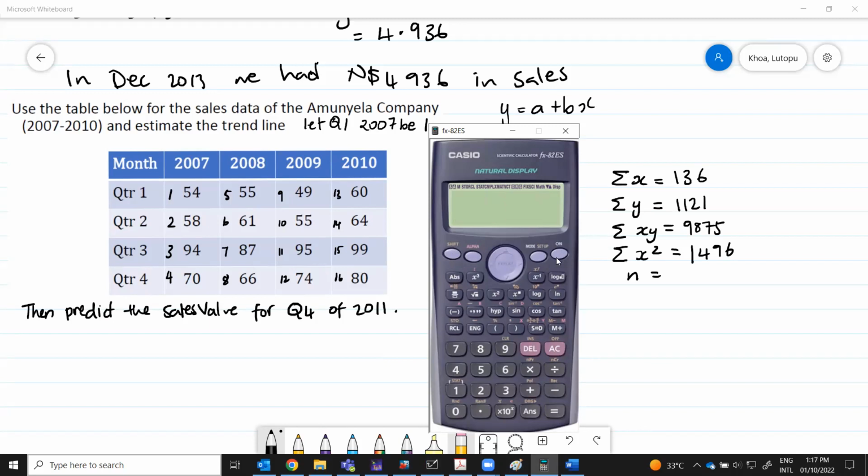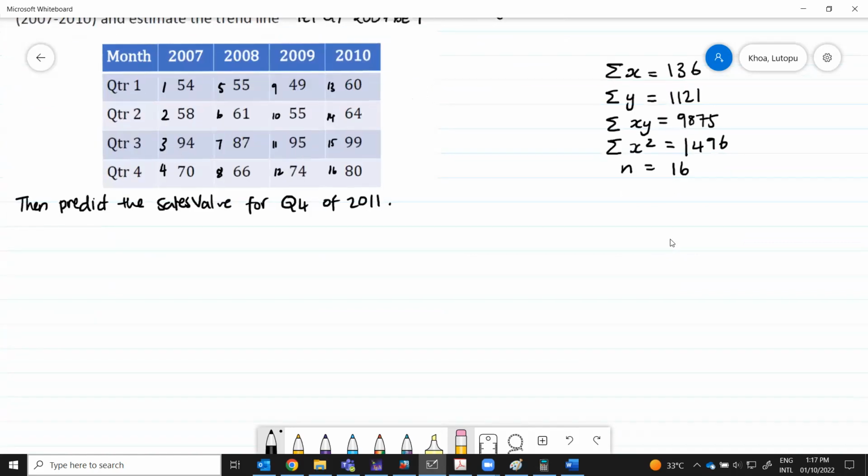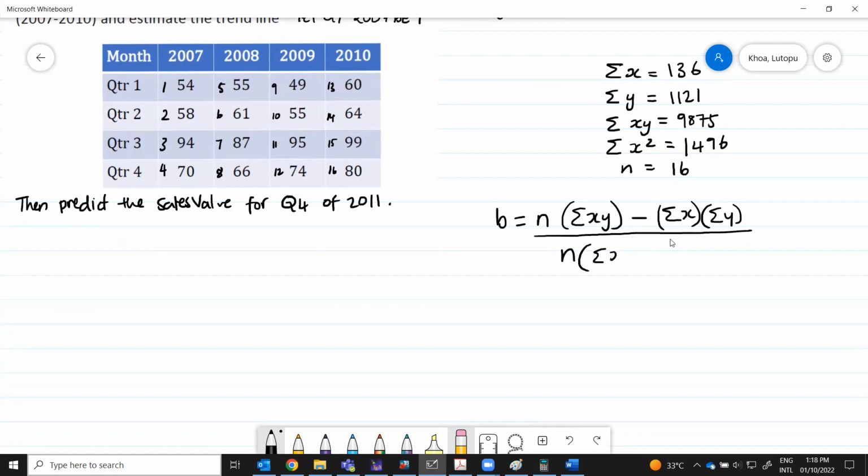Okay, so I have everything, and then n is just how many data points I have. So I have from 1 to 16. This is 16 data points. And then these values, you would substitute them into your formula. Remember, we work out b first. So b is n multiplied by the sum of the products of the x and y's, minus the sum of the x's multiplied by the sum of the y's, divided by n multiplied by the sum of the x's squared, minus the sum of the x's, squared.